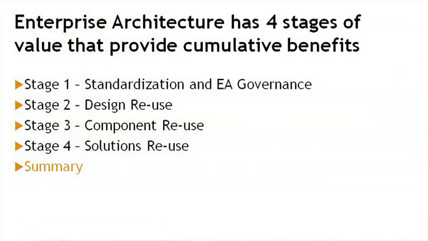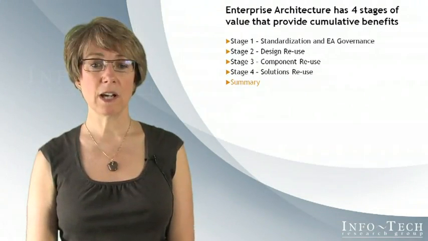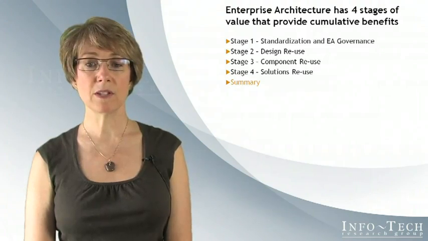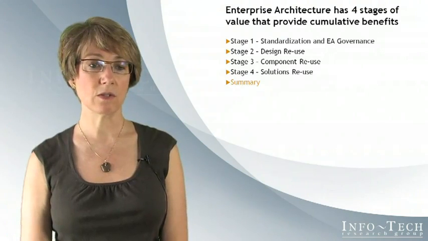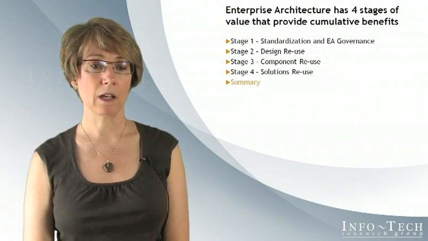Finally, don't forget governance and continuous improvement. Incorporate EA governance into your project process to ensure the integrity of the architecture as the organization grows and evolves. Plenty of work remains at each stage of value. Implement continuous improvement of designs, components, and solutions to ensure continuing benefits.